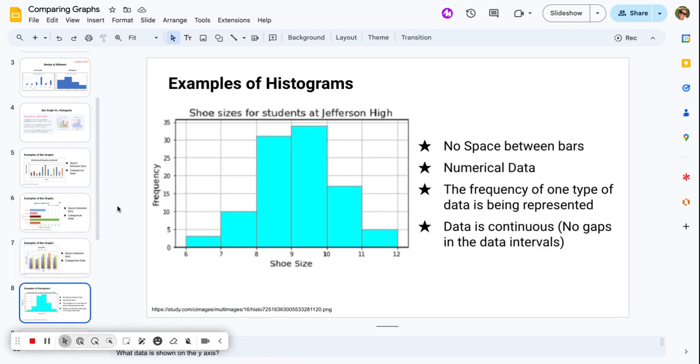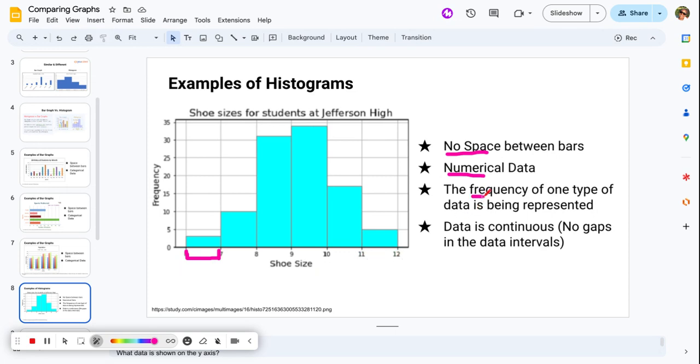Okay, now histograms. We've been talking about histograms a lot. And if you notice, there is no space between the bars. We have numerical data, and that numerical data is down here at the bottom. Our intervals are between 6 and 7, 7 to 8, 8 to 9, 9 to 10, 10 to 11, and 11 to 12.